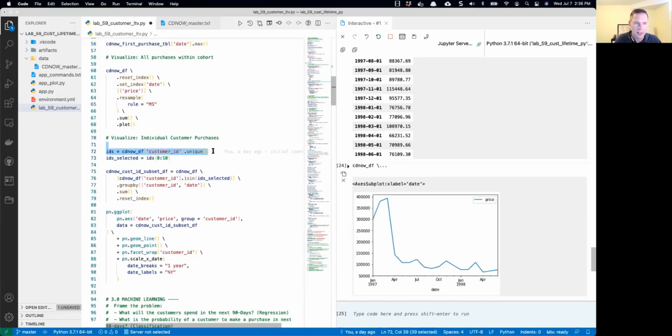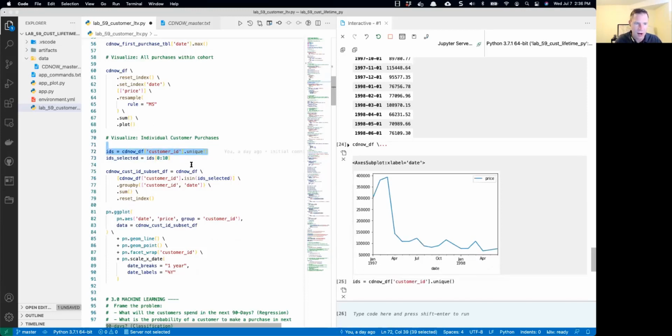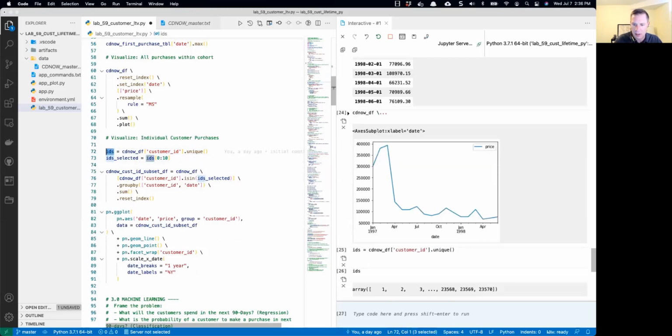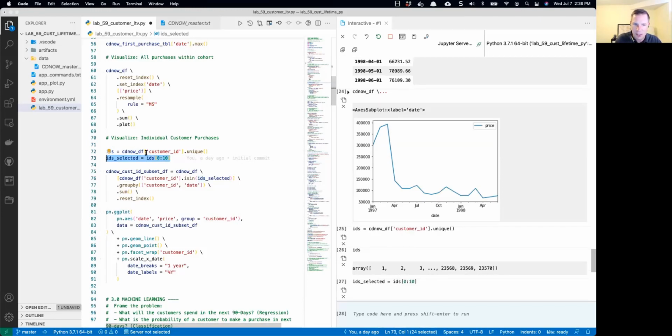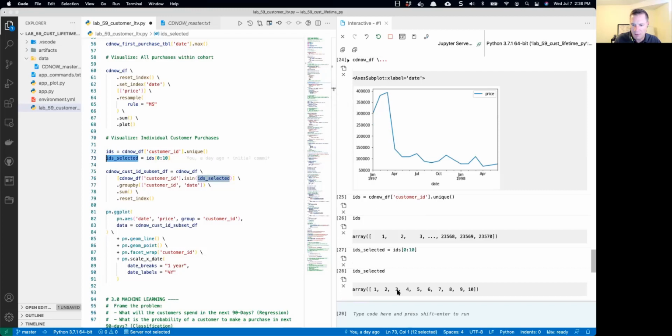So I'm going to grab my IDs. I'm just grabbing the unique IDs that are in our data set. You can see it's a numeric array that goes from 1 all the way up to 23,570. Those are the unique customer IDs. I'm going to select 10 of them, just the first 10. You can select any 10 or any number that you want. So I'm grabbing the first 10 out of there. It's an array from 1 to 10.